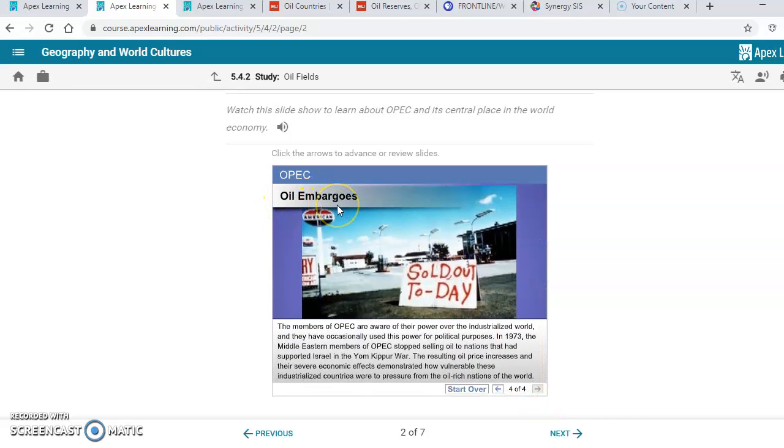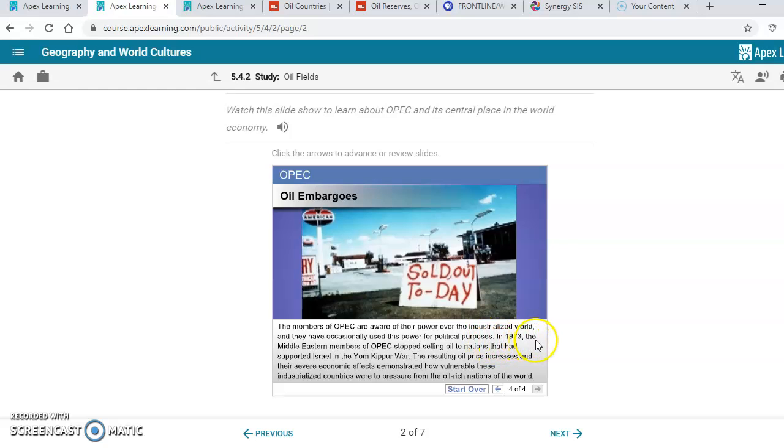Oil embargoes. Agreements, in other words. The members of OPEC, the Organization of Petroleum Exporting Countries, are aware of their power over the industrialized world, the economies that rely on them, such as the United States, Europe, Asia, and so forth. And they have occasionally used this power for political purposes.